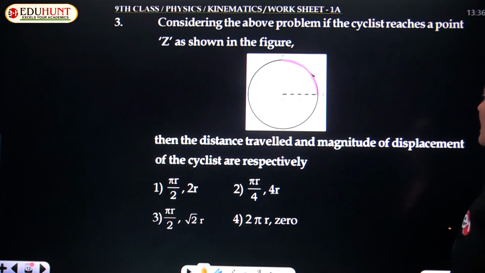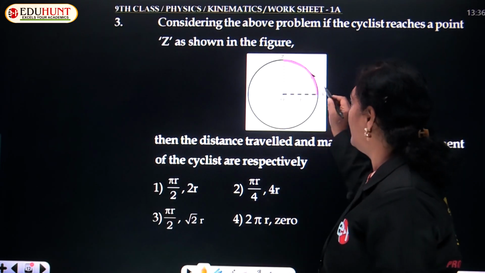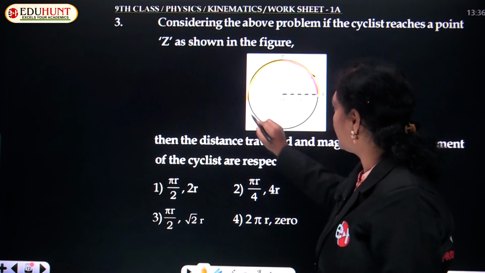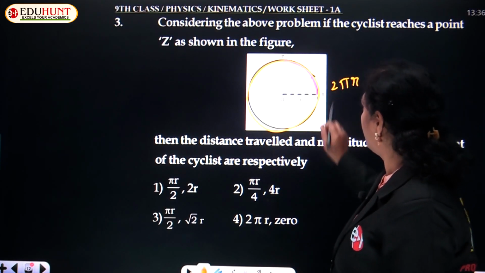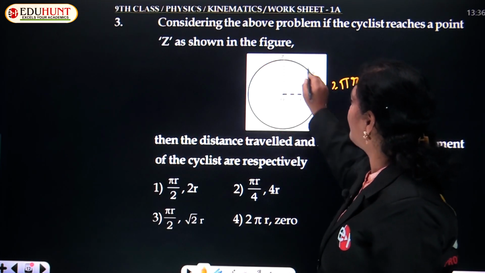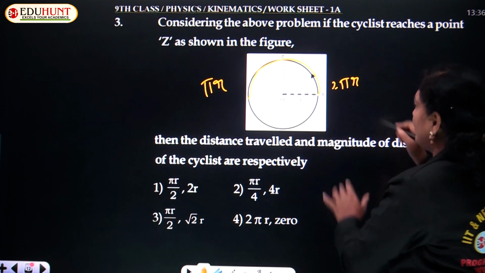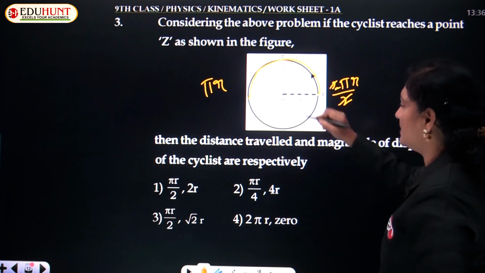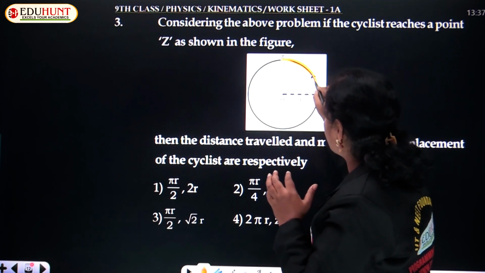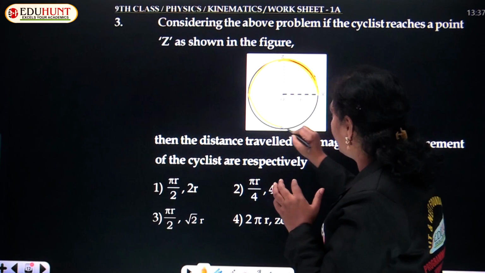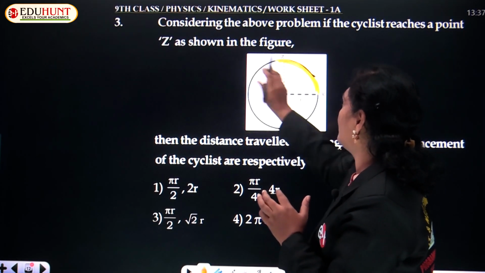Then the distance travelled and the magnitude of the displacement of the cyclist is? Children, earlier we have discussed that if the person covers a complete circle it must be 2 pi r. If the person travels only half of the circle it must be pi r, since half of 2 pi r is pi r. But if the person travels only one quarter, now this person travels only a quarter circle, 1/4 of the circle.